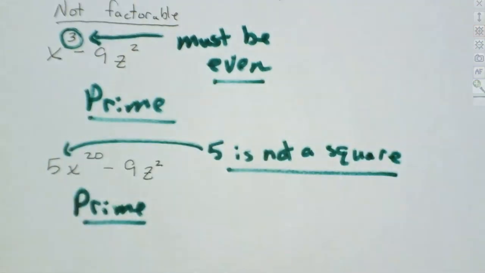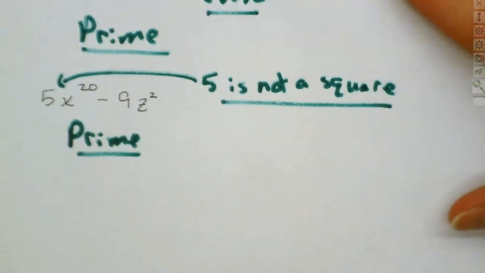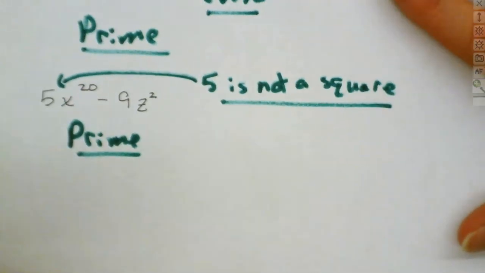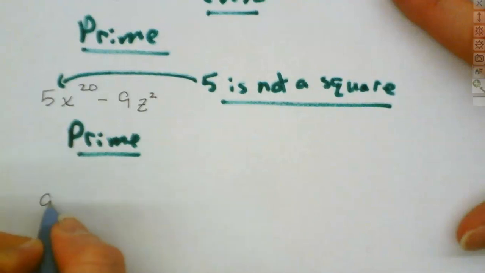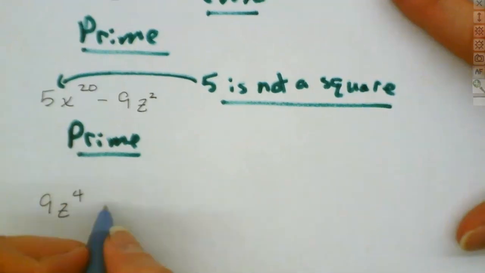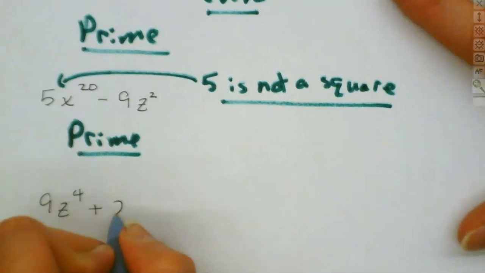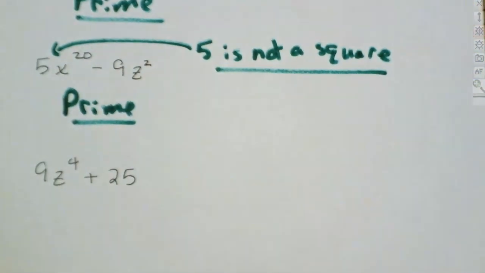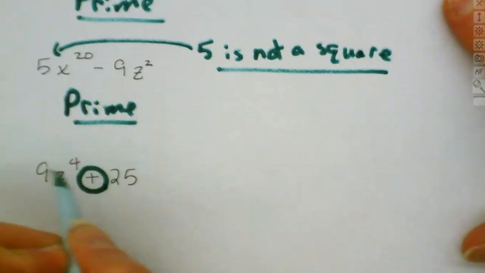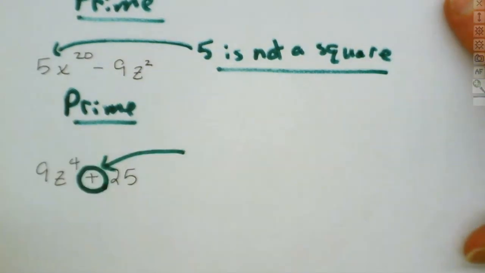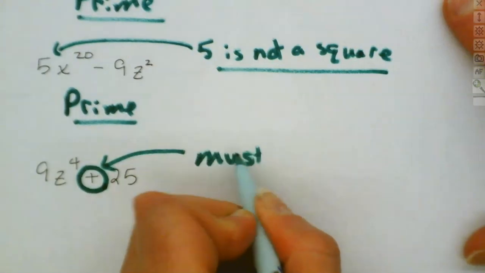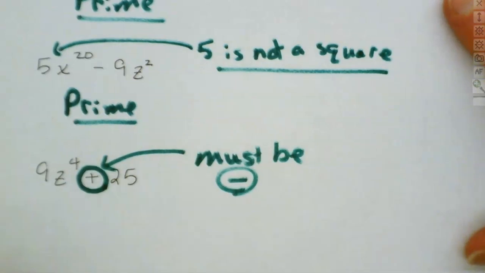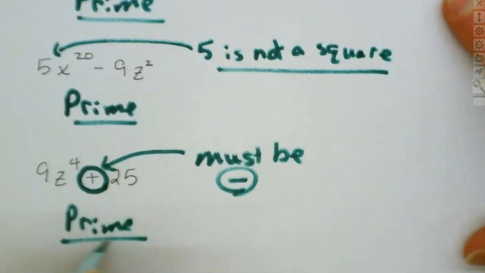And here's another one that is prime. This one, a lot of times students do make a mistake on. Why would this one be prime? Well, 9 is a perfect square of 3, right? 25 is a perfect square of 5, but what do you notice in the middle? It needs to be a difference, and this is a sum. So this is prime because it must be negative in the middle. So that's why this one is also prime.